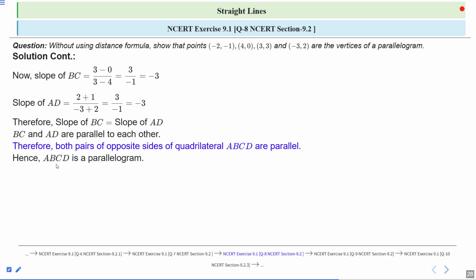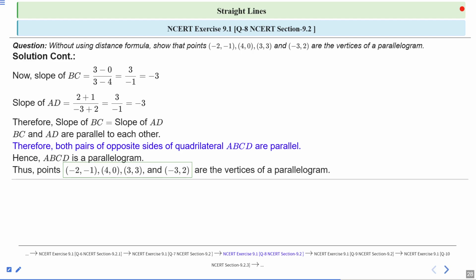So hence ABCD is a parallelogram. For being a parallelogram, both pairs of opposite sides should be parallel. Here we have shown both pairs of opposite sides of the quadrilateral ABCD are parallel. So ABCD is a parallelogram.